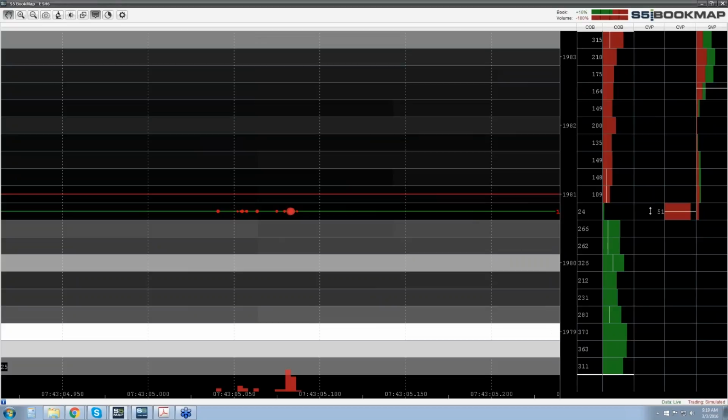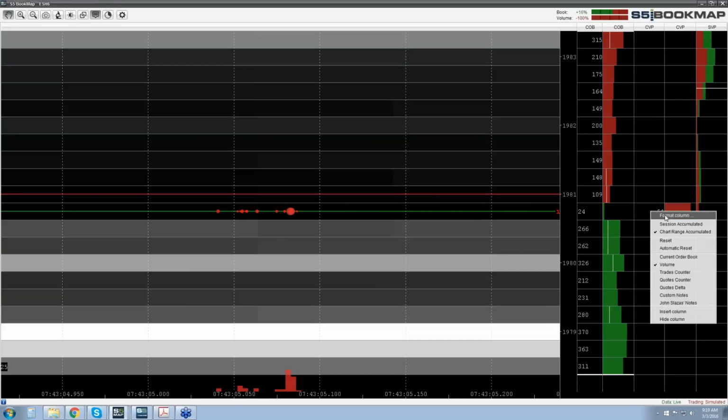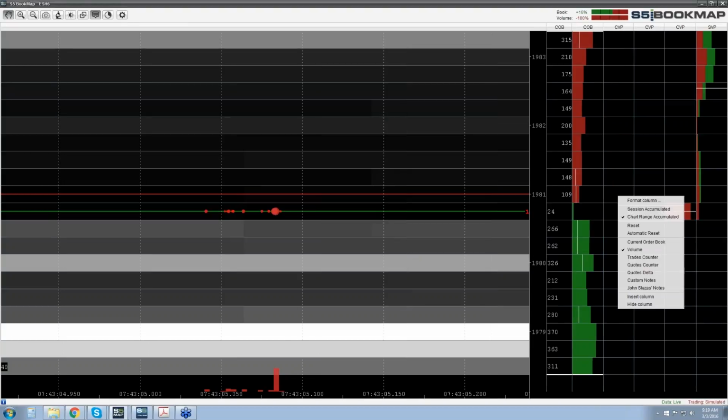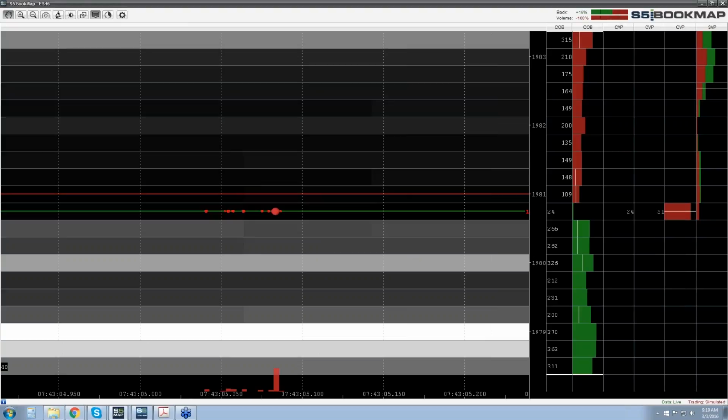Okay, I can add another column. I can format a column or insert a column here. And then I'm going to right-click again inside here, and I'm going to show the trade counter. Okay, so now I know exactly what took place here. There were 24 trades that took place for a volume of 51.